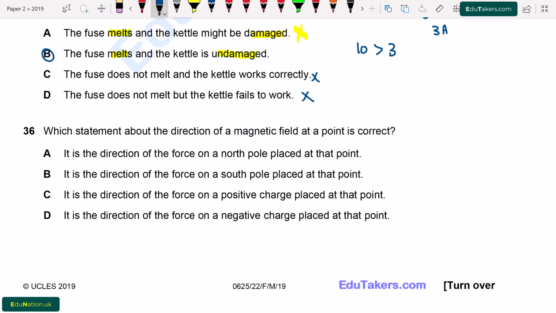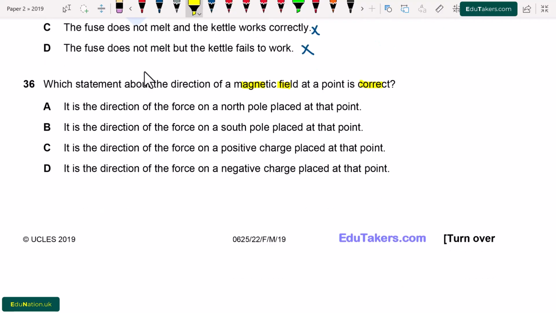Question number 36. Which statement about the direction of the magnetic field at a point is correct? So which one of the statements is correct? Option A, it is the direction of the force on a north pole placed at that point. B, it is the direction of the force on the south pole placed at that point. C, it is the direction of the force on the positive charge placed at that point. D, it is the direction of the force acting on the negative charge placed at that point.